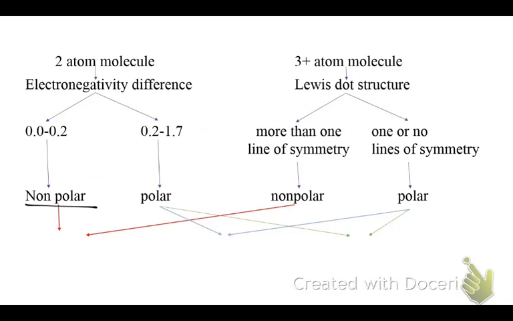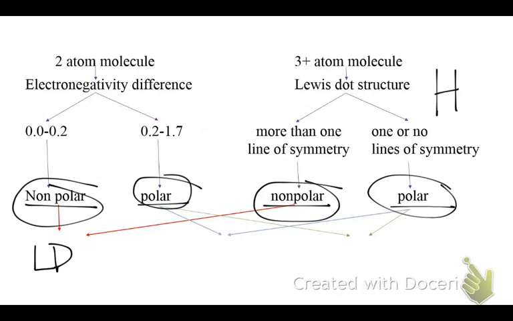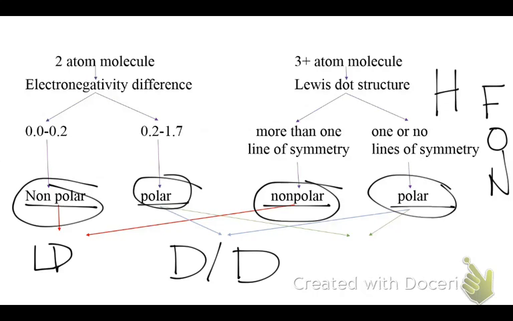Once you figure out if it's polar or nonpolar, that's when you decide what kind of intermolecular force is at play. If my molecules are nonpolar, what do you think that's going to be? Very good, London dispersion. If it's polar, that gets a little bit tricky because you have to think about what's at play. If there is no hydrogen attached to F, O, or N, then it's going to be, very good, dipole-dipole. But if hydrogen is attached to fluorine, oxygen, or nitrogen, then it's going to be hydrogen bonding.